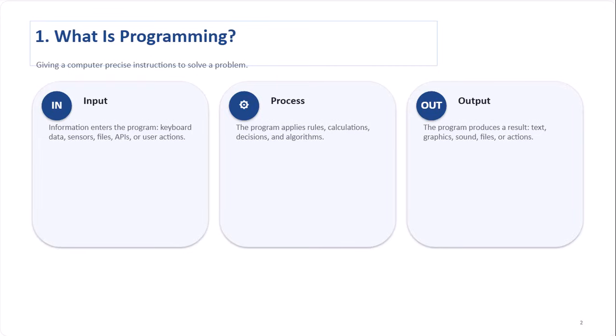What is programming? A computer program usually follows a simple idea: input, process, and output. First, the program receives information. This information can come from a user, a file, a sensor, a database, or another program. Next, the computer processes that information using rules, calculations, and logic. Finally, the program produces an output. The output could be text, an image, a sound, a file, or an action inside a video game. Understanding this input-process-output model is one of the easiest ways to understand how software works.